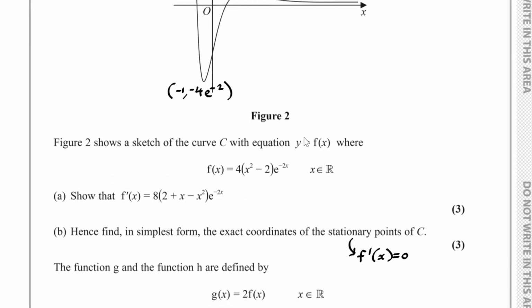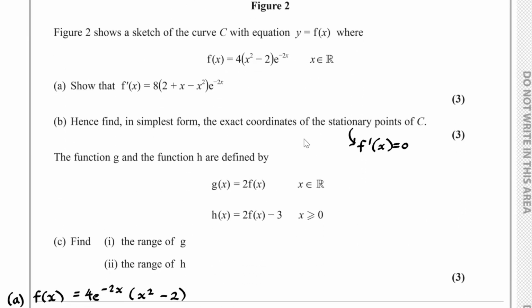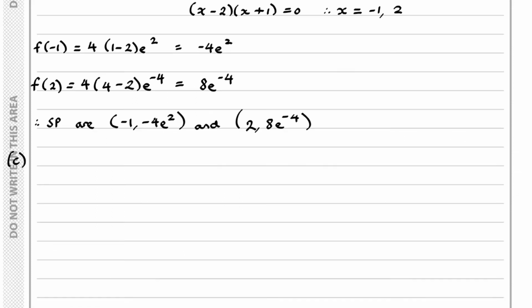stationary point. And now for part C of the question, the function g and the function h are defined by g of x equals 2 lots of f of x, where x is a real number, and h of x, that's equal to 2 lots of f of x minus 3. And we have to find the range of g and the range of h. Okay. I think the best way to approach this question is to apply the transformations.